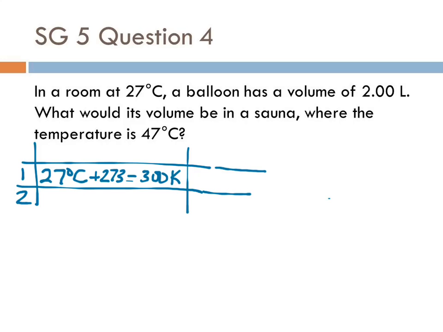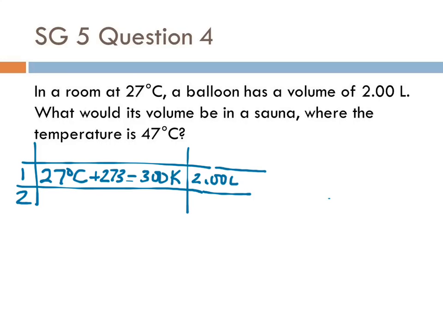And then the next number is 2.00 liters. And the next number is 47 degrees Celsius. And when we're reading this, we see that 27 degrees Celsius and 2 liters are mentioned together consecutively as the words go along, right? And then what would be its volume in a sauna? This is implying that something's changing. So it's just trying to help you understand how to figure out these questions.